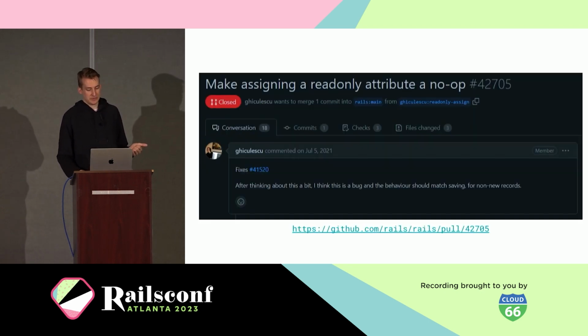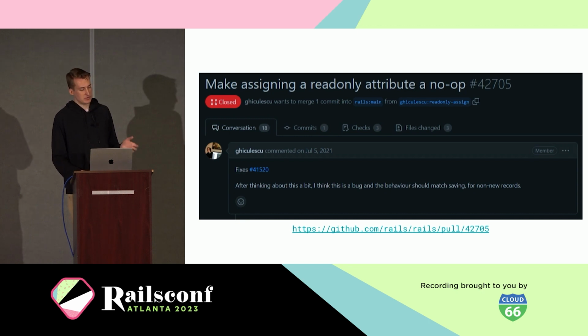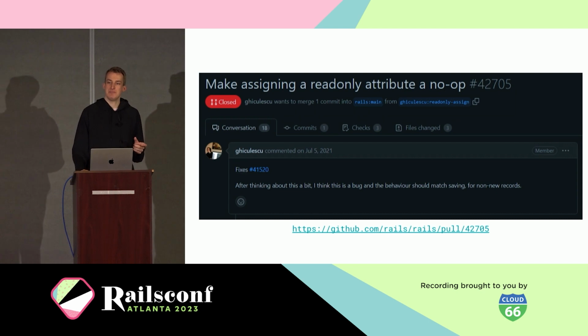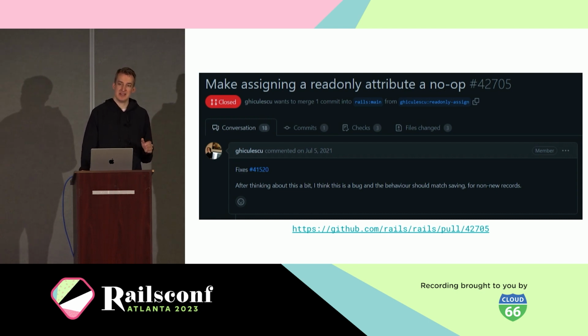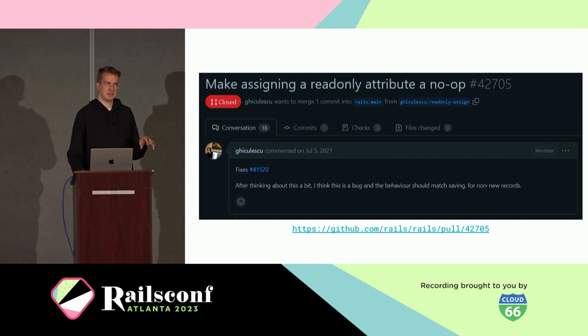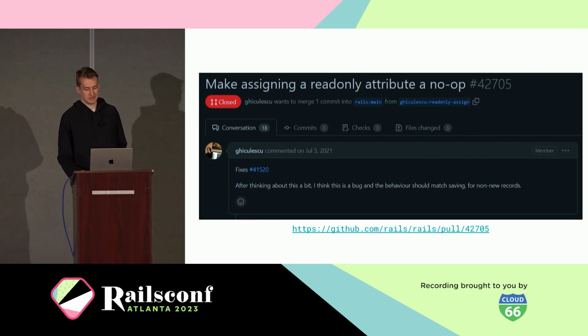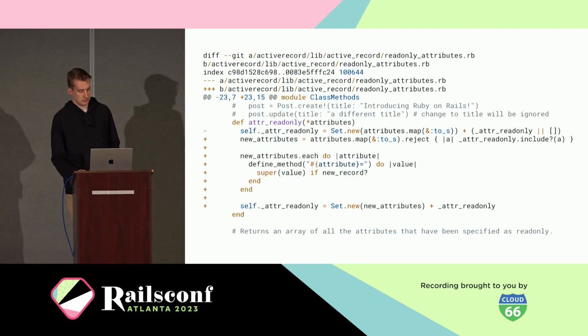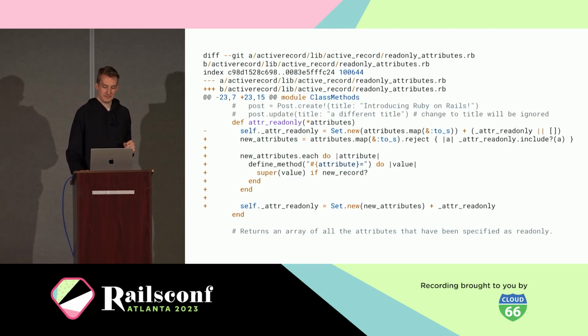This pull request was opened a few years ago to try to address one of those weird quirks about attribute read-only. It proposed making the attribute assignment do nothing instead of allowing it to work just in memory and then not save it to the database. And this is the proposed approach. There is a lot of code here, so let's break it down.